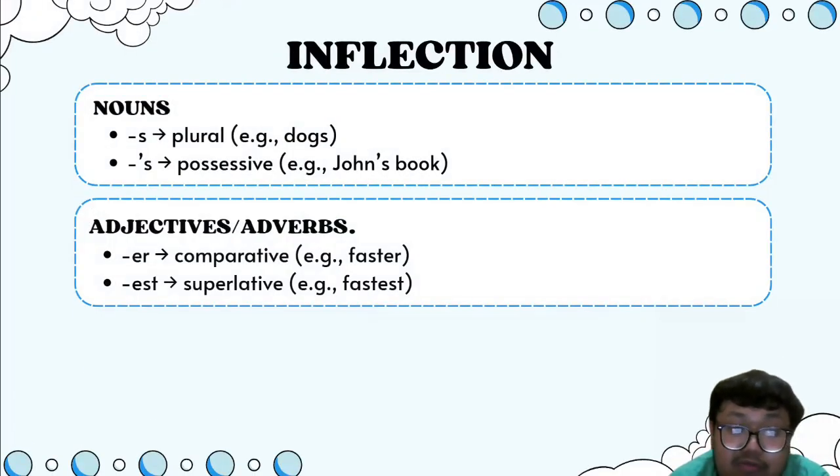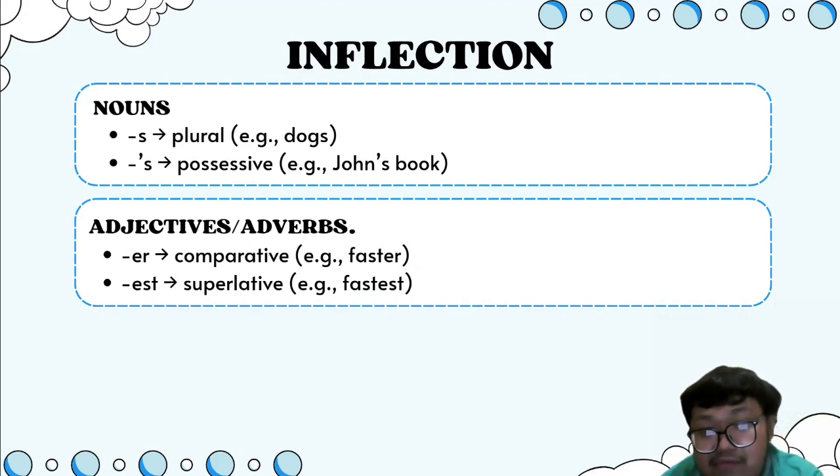And then we move to nouns. There are two types in this: s in plural, and the example is dogs, and 's in possessive, and the example is John's book. And then we have adjectives or adverbs. There are two types in this, which are comparative, and the example is faster, and superlative, and the example is fastest.